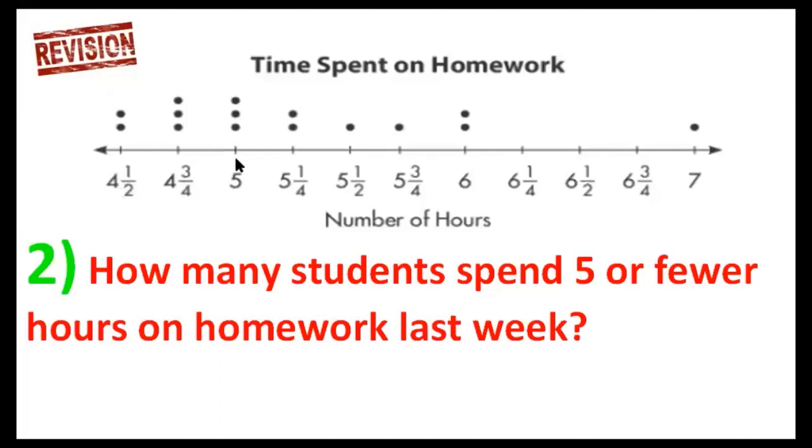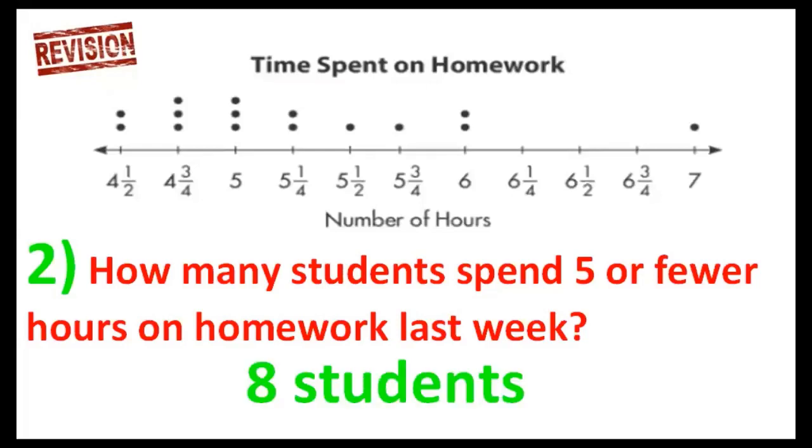So we have 3 students who spend 5 hours. Less than 5, 4 3/4, also 3 students. So 3 plus 3 equals 6. Also, we have 2 students who spend 4.5. So 6 plus 2 will equal 8 students. So from where do I get 8 students? I selected this area here: 3 plus 3 plus 2.